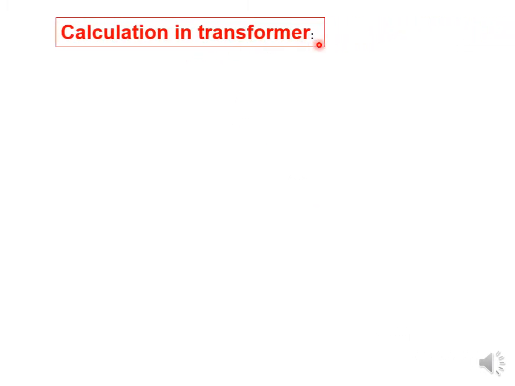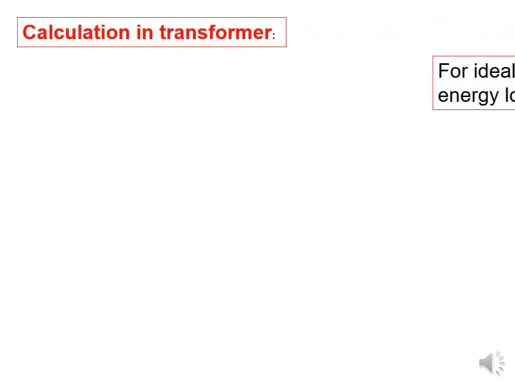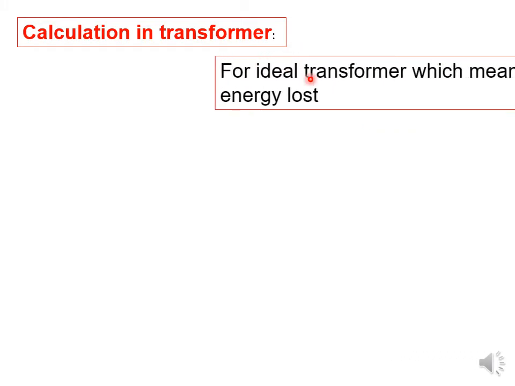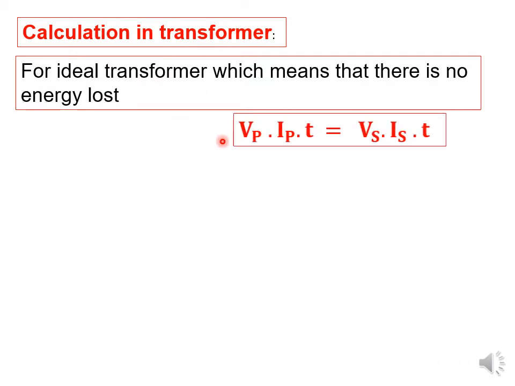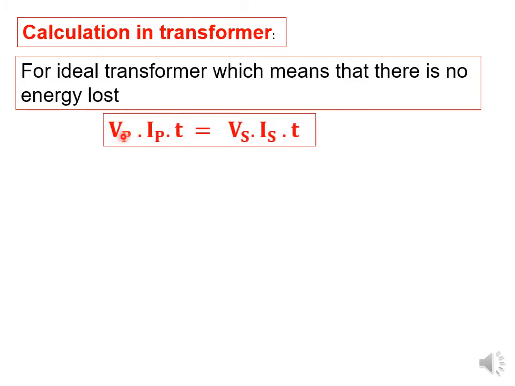Calculation in transformer. For ideal transformer, which means that there is no energy lost. طيب no energy lost يعني ايه؟ يعني input energy equal output energy. Input energy delivered to the primary coil, output energy obtained in the secondary coil.